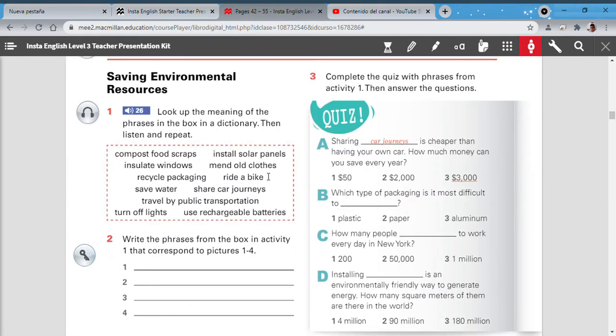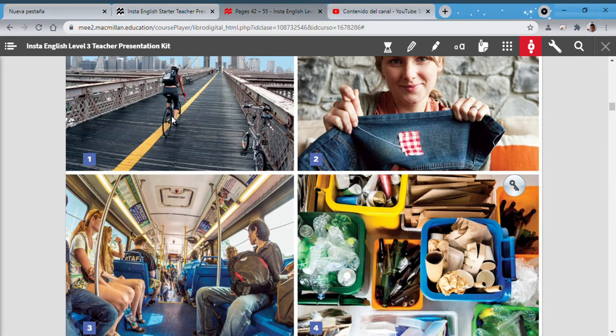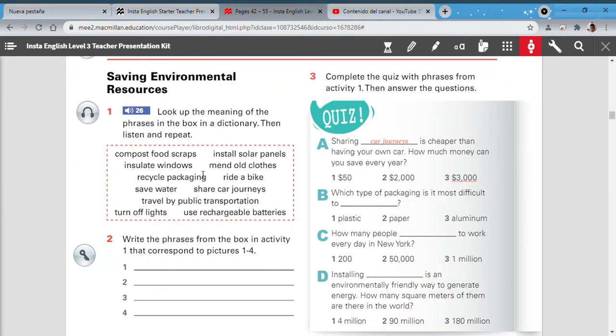Yes, number 2. Ride a bike. Yes, this is ride a bike, no? You say a man riding a bicycle, ride a bike, perfect. Share car journeys. Share means compartir. Car journeys is like, for example, your tour, no? To share your tour. Go together.